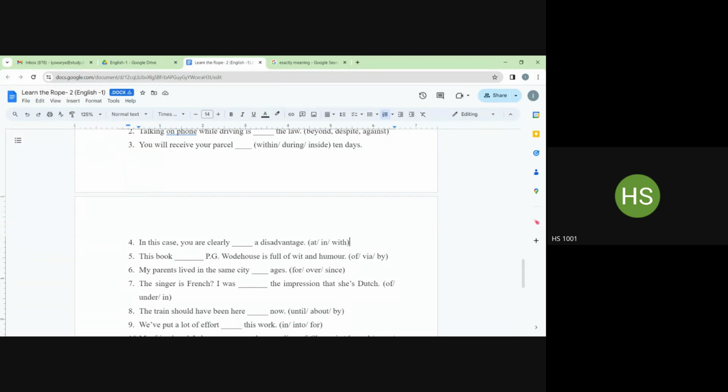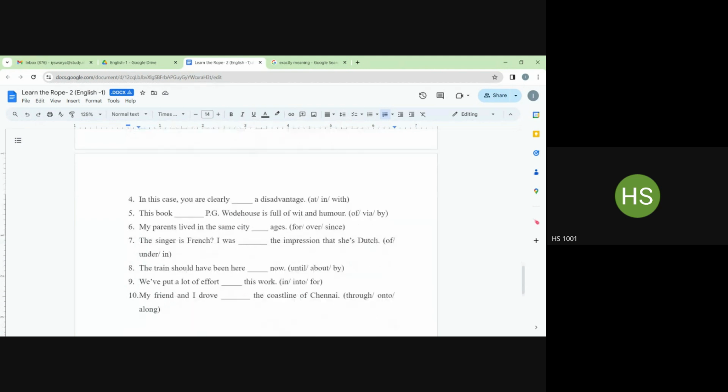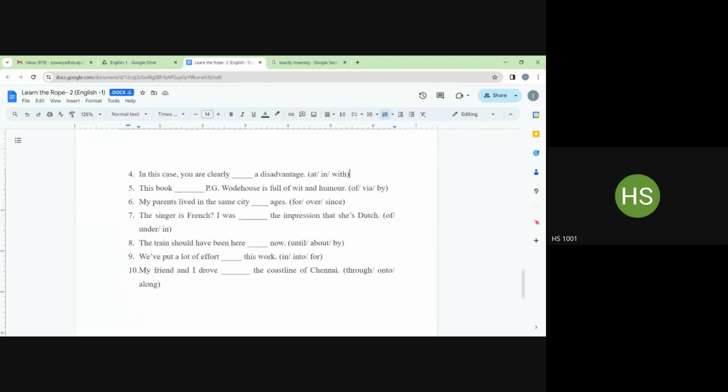Fourth one. In this case, you are clearly dash a disadvantage. At a disadvantage. Same is the case for advantage. Instead of disadvantage, if you had the word advantage, again the same preposition. At a disadvantage, at an advantage, except the article will change to "an" because you have a vowel sound in the beginning of advantage. So both cases: at a disadvantage, at an advantage.